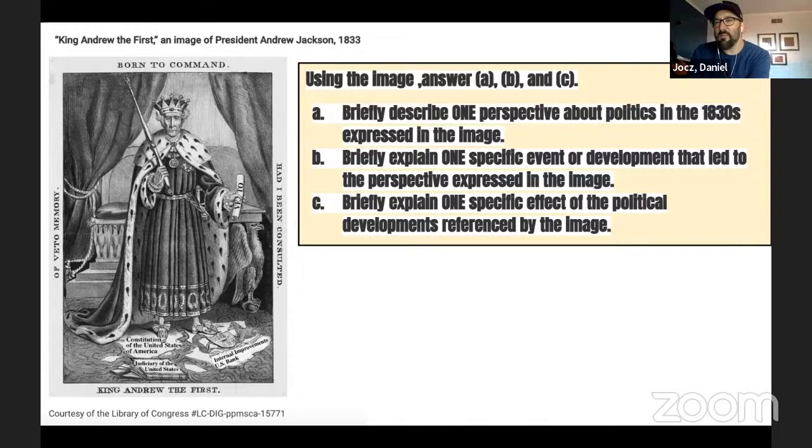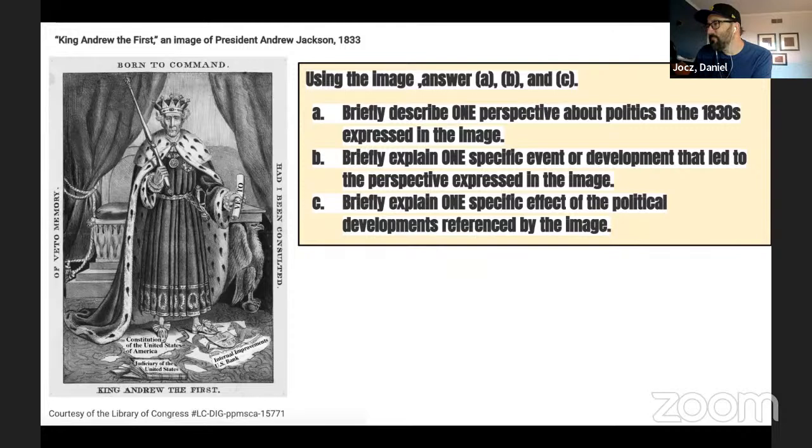And then if I take a look at the cartoon, I see Andrew Jackson with a rather, I don't know how you would describe that look. If someone in the chat wants to tell me, how would you describe that look? I'm at a loss for words. But he's holding a veto, some sort of saber of sorts. He is dressed like royalty and he stands upon the judiciary of the United States, internal improvements, the U.S. Bank, Constitution of the United States of America. And so he's standing upon these things. And the question's asking you, what is the perspective about politics in the 1830s in this image?